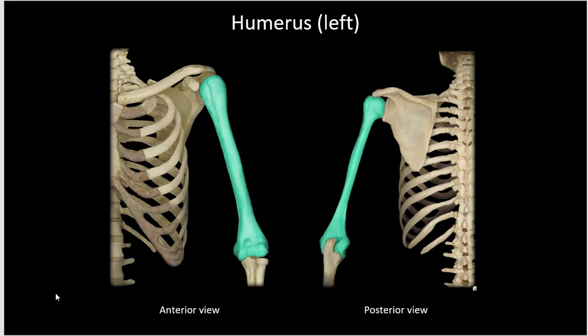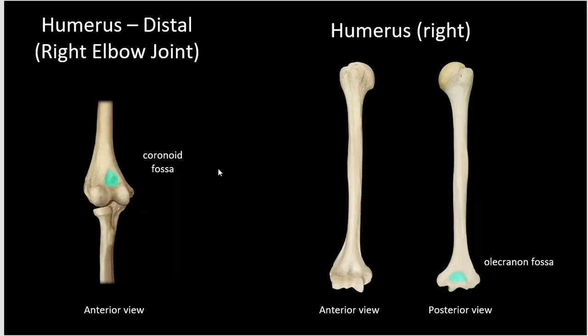So let's look at these. So humerus, it's the anterior view of the left humerus, posterior view of the left humerus. So front, back. Here's the coronoid fossa, anterior view of the humerus at the right elbow joint, and this is the right humerus with the olecranon fossa on the posterior. So coronoid fossa be right here, olecranon fossa right here.